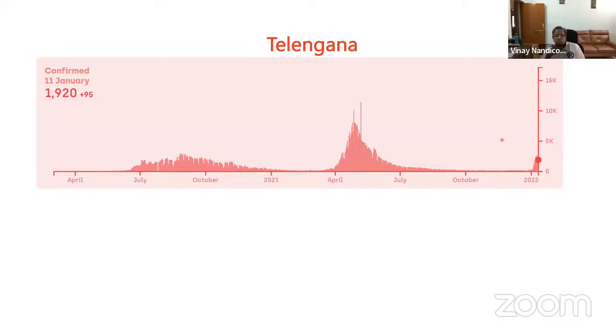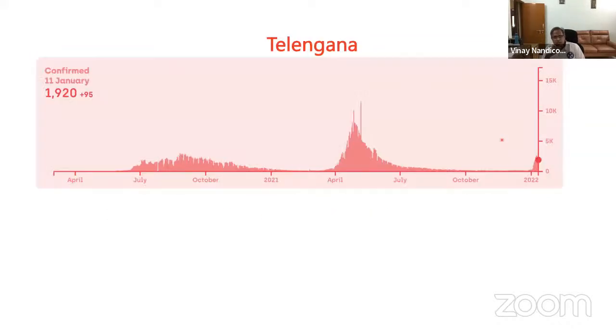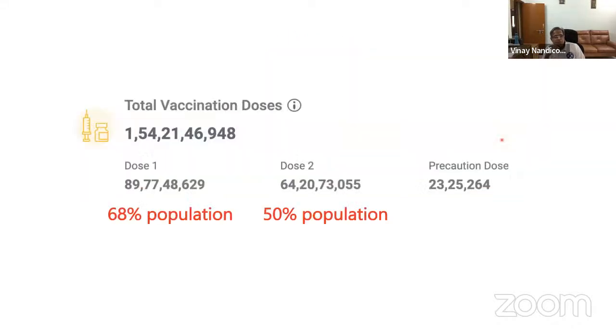So what is it that we are doing at CCMB towards this? Before that, I would like to tell you about the scenario of vaccination in India. As of today, 154 crore vaccine doses have been given to the population. We have almost covered 50% of the population with double doses and 68% of the population with a single dose.